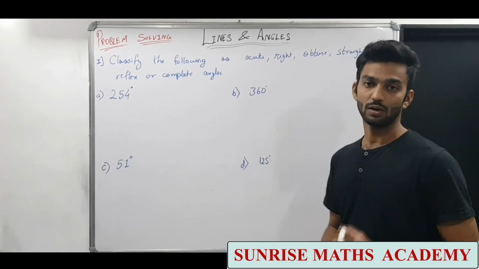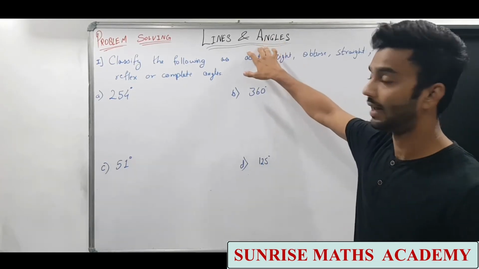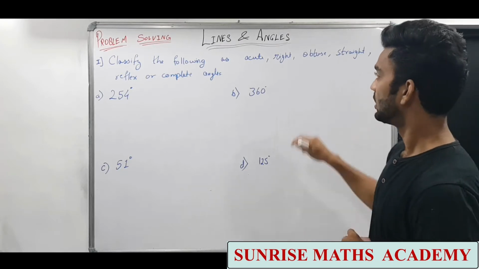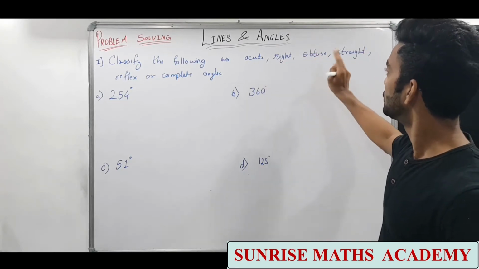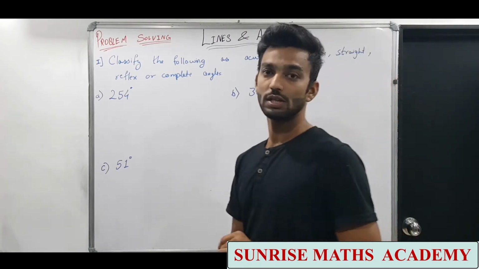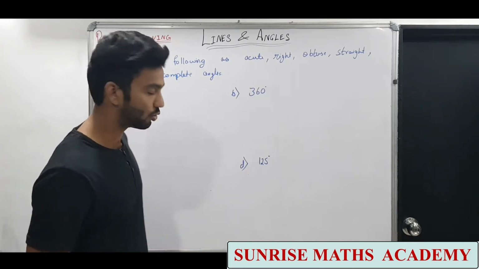Hello students, today we are going to start with some questions based on the chapter lines and angles. The first one, we have to classify these given angles in acute, right, obtuse, straight, reflex or complete angle. In the types of angle, we have also seen zero angle. Here we don't have that because zero measure is 0 degree.